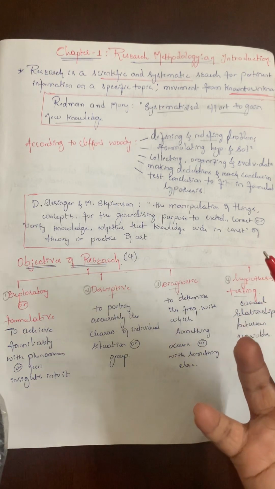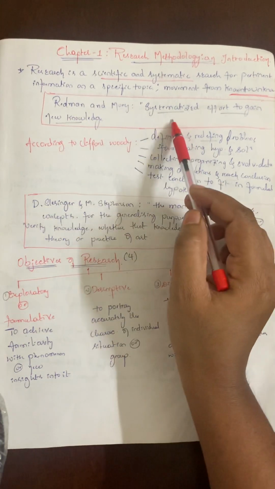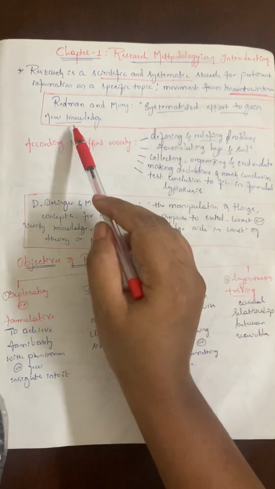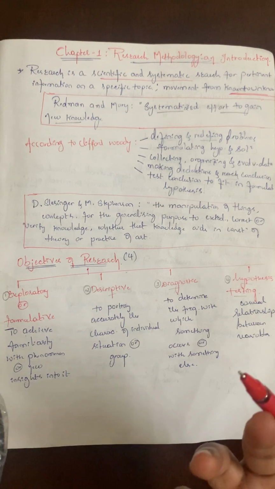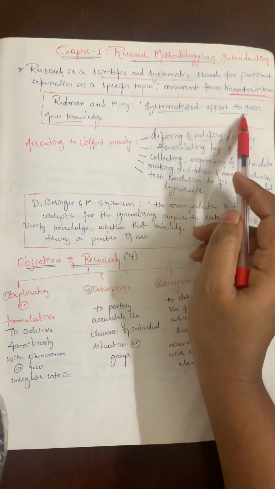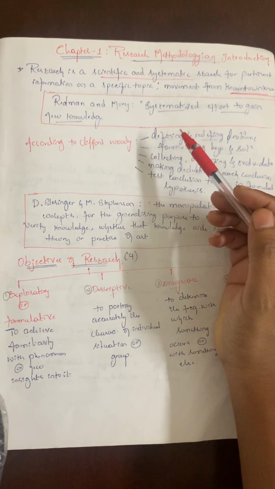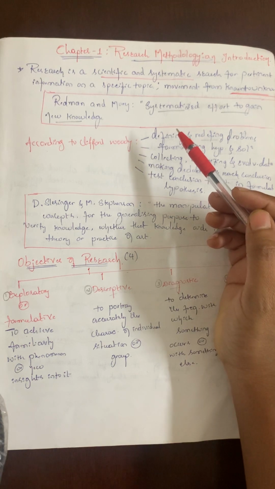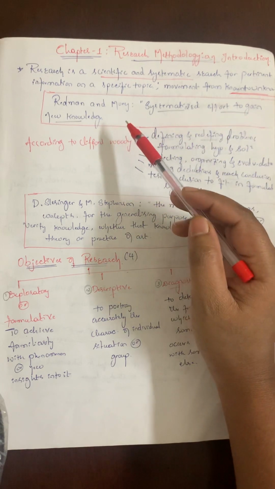Redman and Mory also say that it's a systematized effort to gain new knowledge. Research is nothing but, as I said, you put a question and then you answer. It's not existing in the globe, right? Nobody yet has answered or nobody has yet put a question like that. So it's a systematized effort to gain new knowledge. Whenever you put a question and find an answer for that question, you have found new knowledge on it, right?